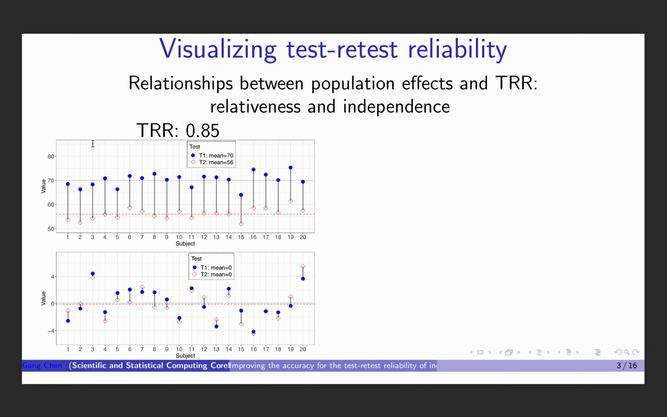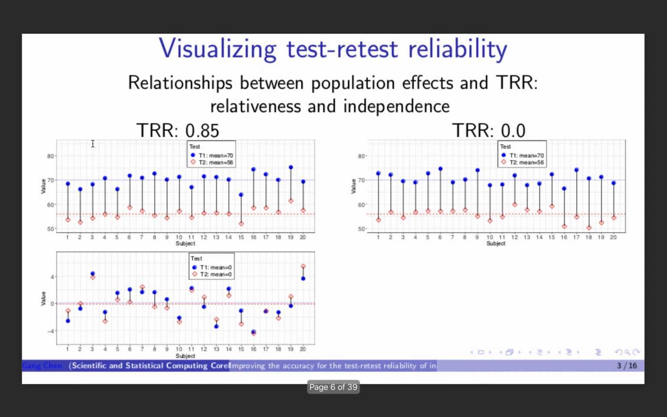How about the second case? The population effects for both sessions are virtually zero. But that doesn't mean we don't have high reliability if we use the same criteria to judge the individual subjects' effects. Most of the subjects are either above the population average or below. So similarly, the reliability is relatively high, 0.85 in this case.